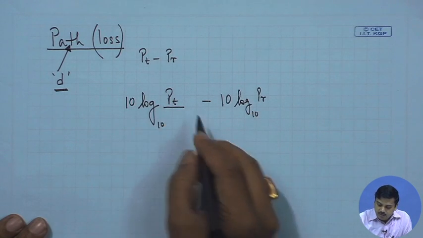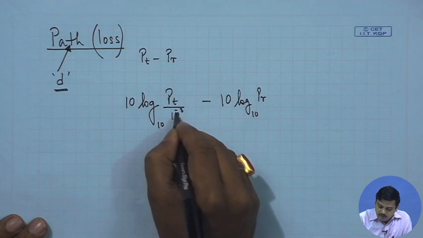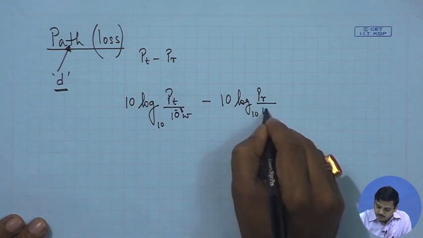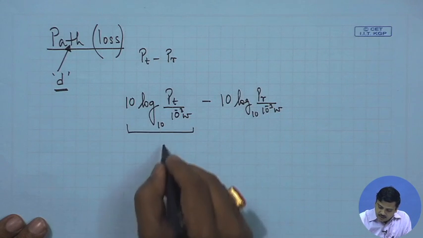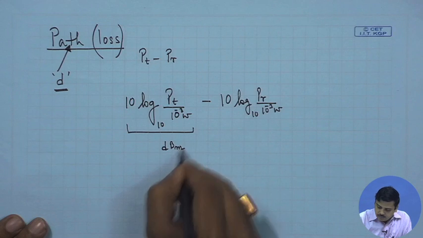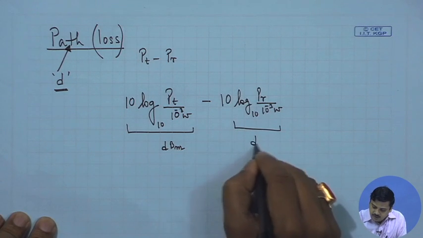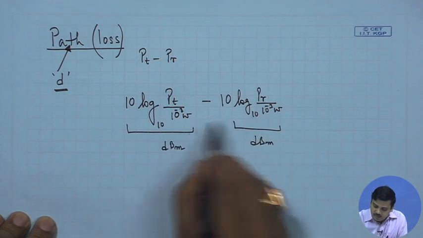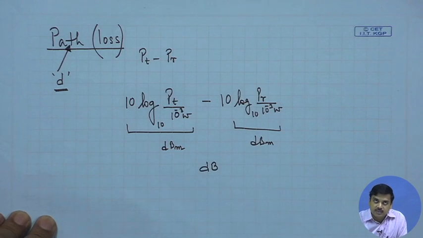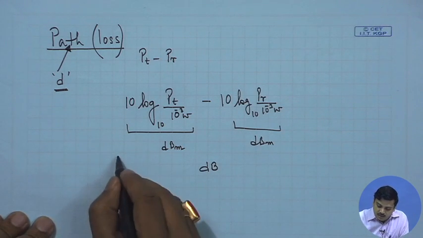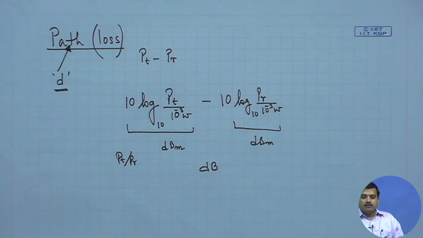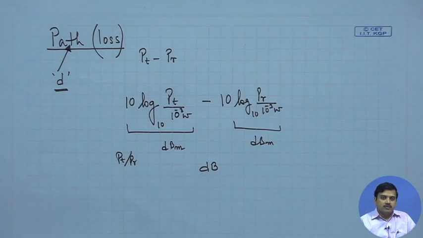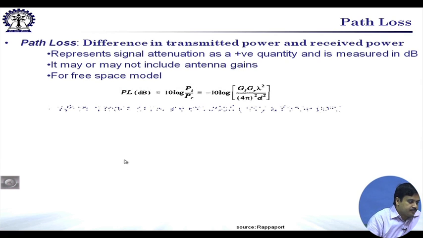Usually, PT or PR are given in terms of milliwatts. So, basically what we have over here is dBm, dB in milliwatts. So, when they are subtracted, the end result is dB. If it is given in a linear scale, of course, you have PT divided by PR. So, that is the ratio of the transmit power to the received power, which would be going into the denominator of the transmit power to calculate the received power.